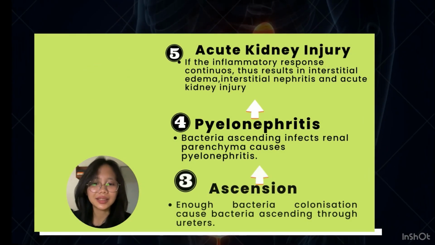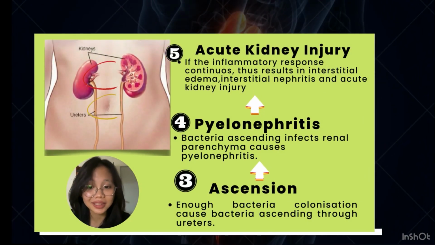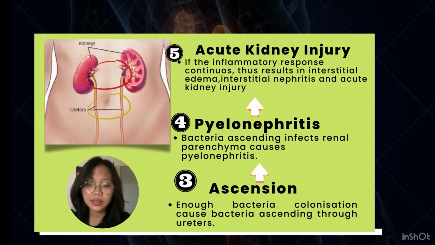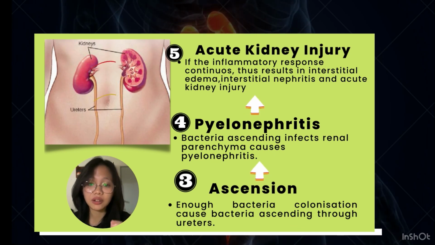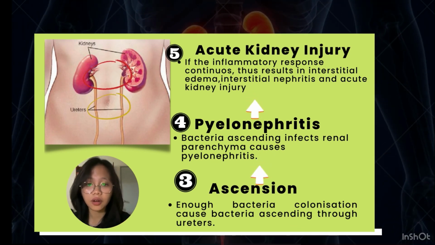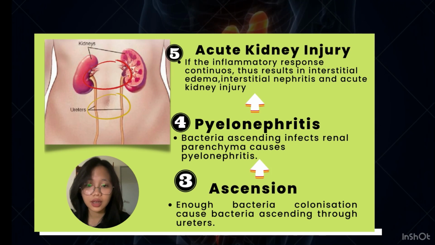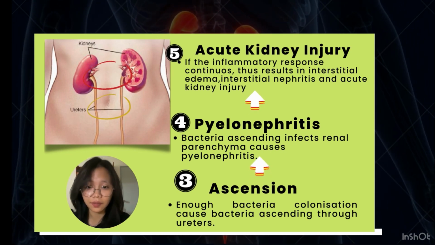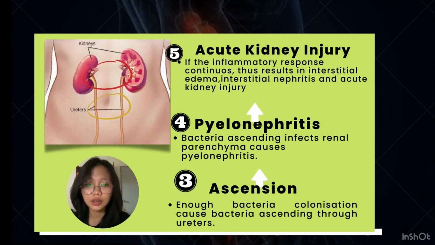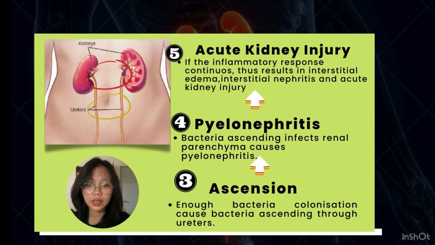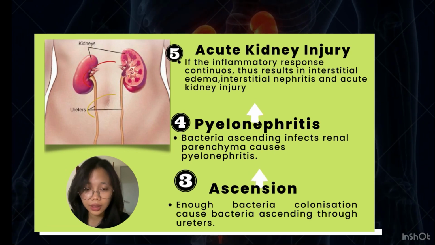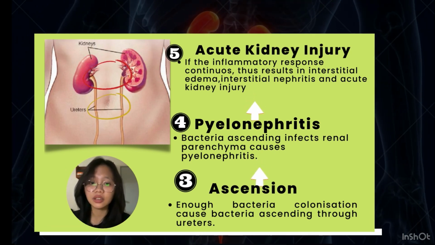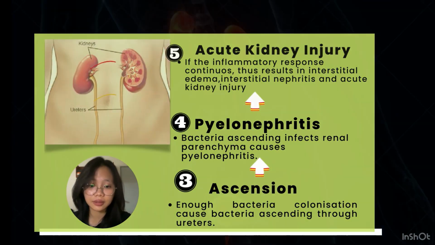Third is ascension. Ascension occurs when there is sufficient bacteria that colonize and causes the bacteria to ascend through the ureters. Fourth is pyelonephritis. These bacteria ascend and infect the renal parenchyma, and this results in pyelonephritis. Lastly is acute kidney injury. If the inflammatory response keeps on continuing, this results in interstitial edema, interstitial nephritis, and also acute kidney injury.